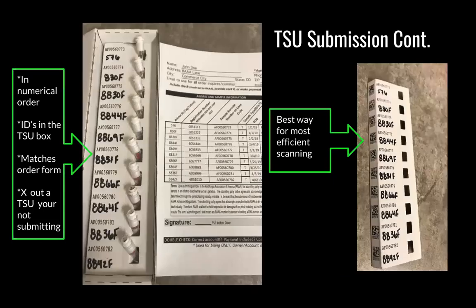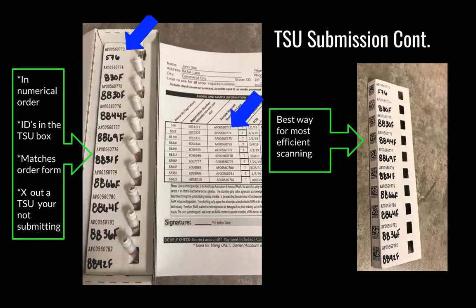This next one covers how to actually put it on the form. So you can see that the TSU box starts with 773. That's the first TSU that is on the order form. They go in numerical order, and that's the biggest thing, so I can scan them more efficiently and make sure that your order is ready to go. The IDs need to be in the TSU box. That is the most helpful thing, so I can make sure that the animal that you actually took the sample from is the animal that you put on the sheet.